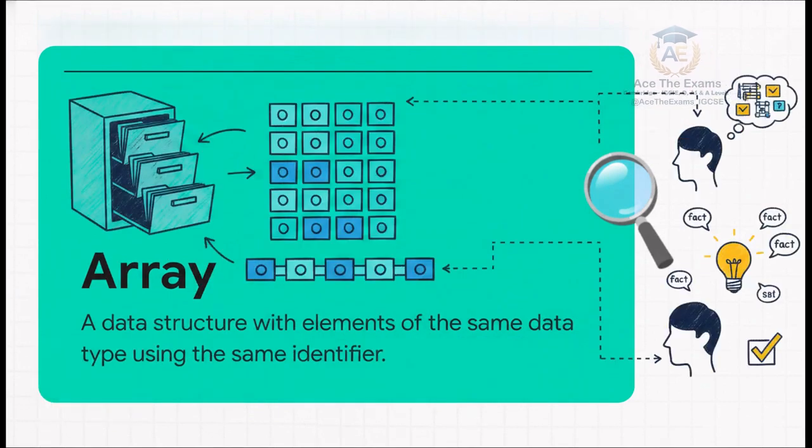Now, how do we handle massive, overwhelming amounts of data without crashing our code? We use arrays. An array is defined as a data structure containing several elements of the exact same data type, all accessed using the same identifier name. I want you to visualize a massive metal filing cabinet. Every single folder inside has the exact same main label, but a unique sequential index number. A 1D array is just a single list of folders, while a 2D array is a grid of rows and columns.